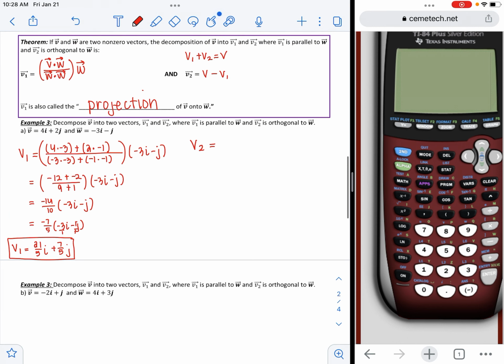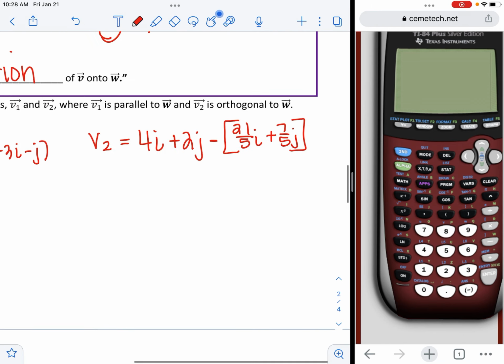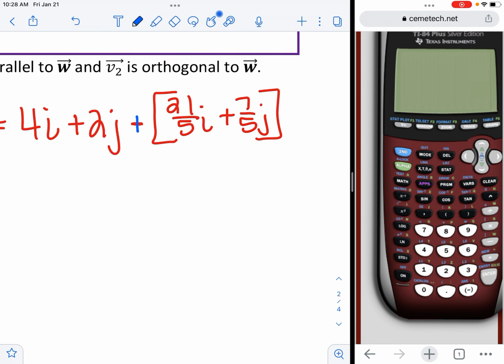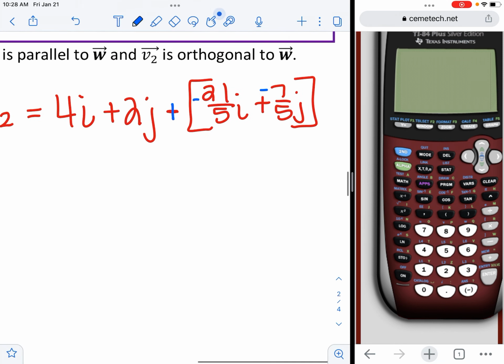To find v2, if you look at the formula once again, you take the original vector v and subtract v1. So the original vector v is right here, 4i plus 2j. And you're going to subtract, now remember, it's two terms, so you have to subtract the whole thing: 21/5 i plus 7/5 j. All right, so now we have to subtract these two, so I'm going to distribute my negative. So this is plus, minus, minus. And then I have to combine like terms.